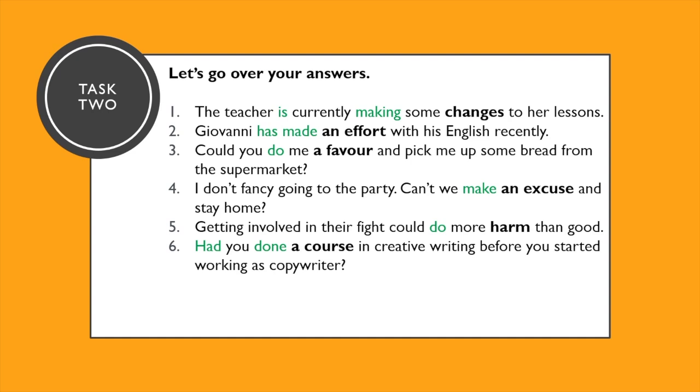So in number 1, we have make changes, and it's in the present continuous because of that keyword currently. In number 2, we have make an effort, and here we use the present perfect because of the keyword recently. In number 3, we have do someone a favor. In number 4, we have make an excuse. In number 5, we have do more harm than good. And in number 6, we have do a course, here in the past perfect, because it happened before another action in the past.